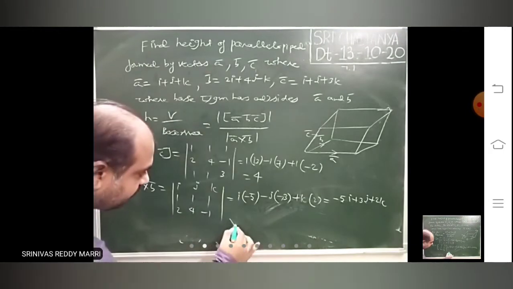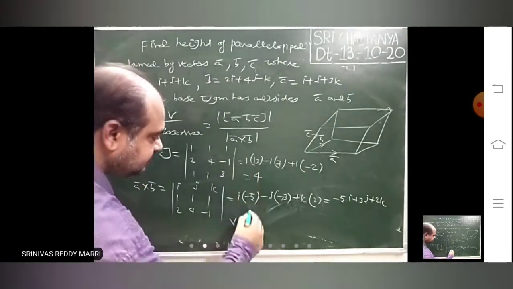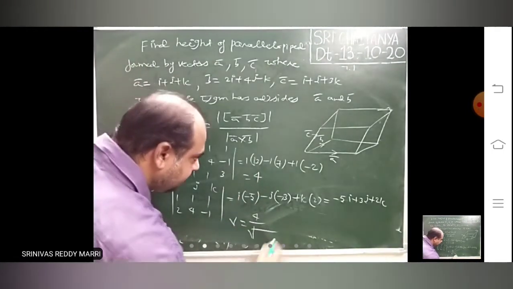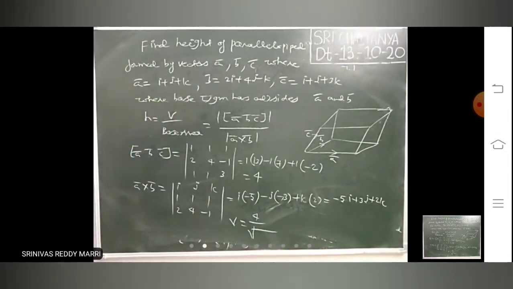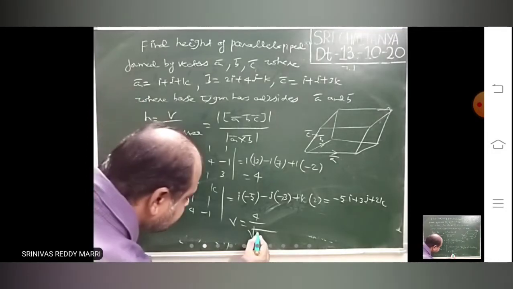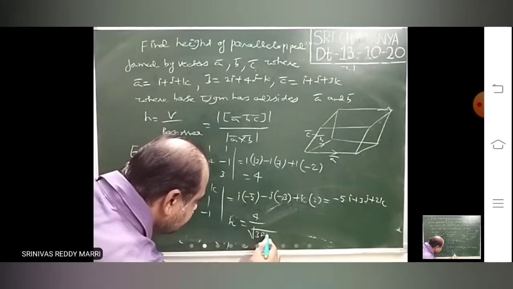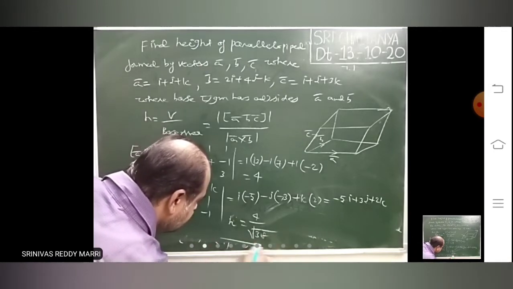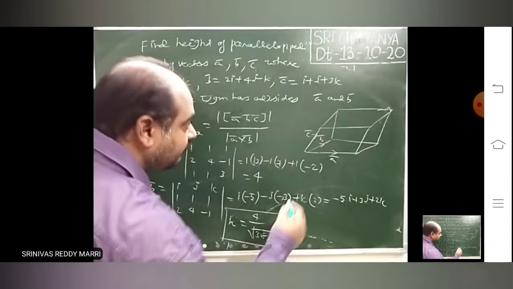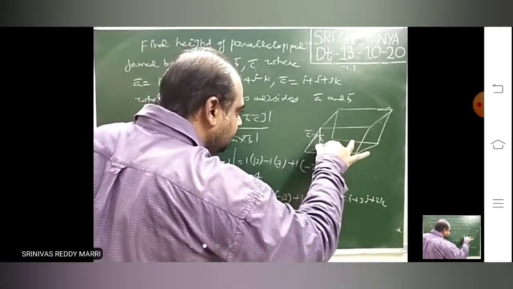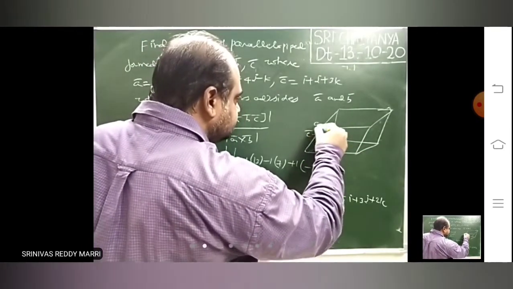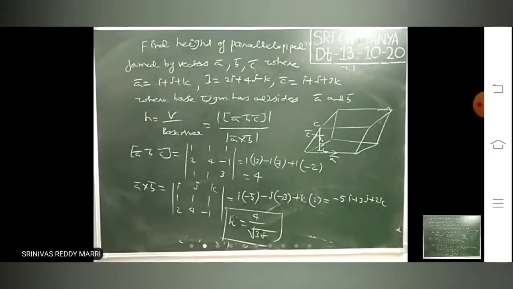So therefore height is volume, modulus 4, means 4 divided by root of 25 plus 9, 34, plus 4, 38. Height is 4 by root 38. This is the one. In the theorem, we have mentioned that height of the parallelepiped is like that.